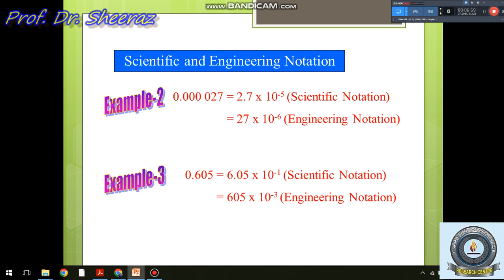As another example, 0.605. As I want to move the decimal 1 point towards right, it will become 6.05 multiplied by 10 power minus 1, and if I move it after the 5, it will be 10 power minus 3, which is the engineering notation.